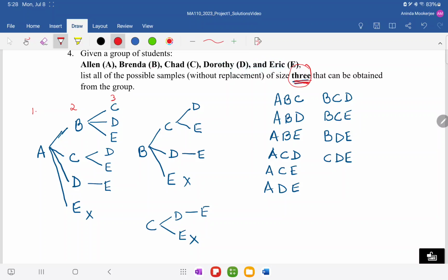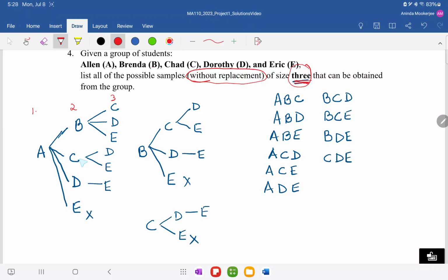B, C, D, E. And then in the third draw, if I've already picked A and B before, then the remaining ones would be C, D, and E, because this is drawing without replacement. If you have selected B or A in the previous 2 draws, you cannot pick them again. That's what without replacement means. So we have C, D, E.